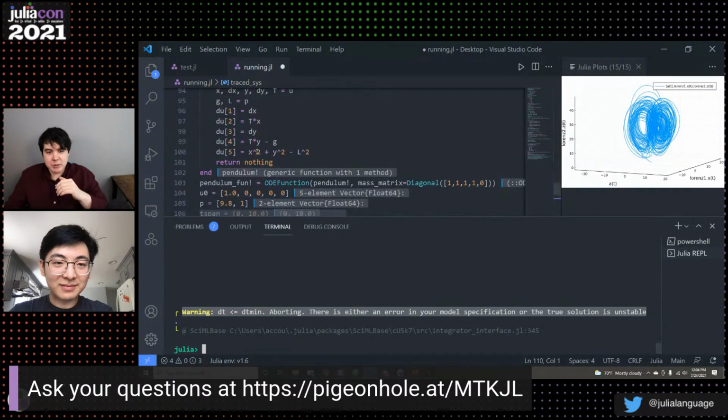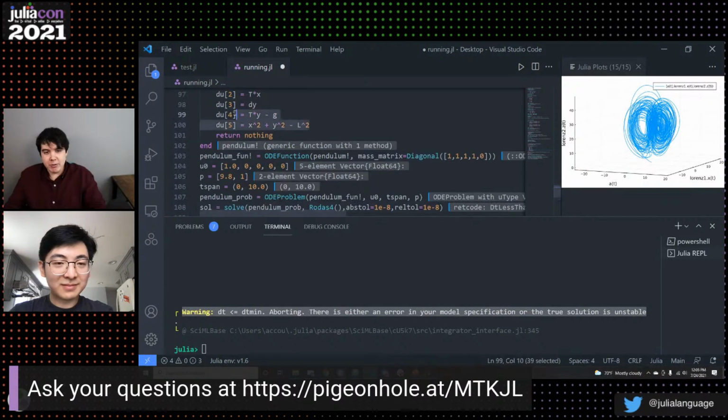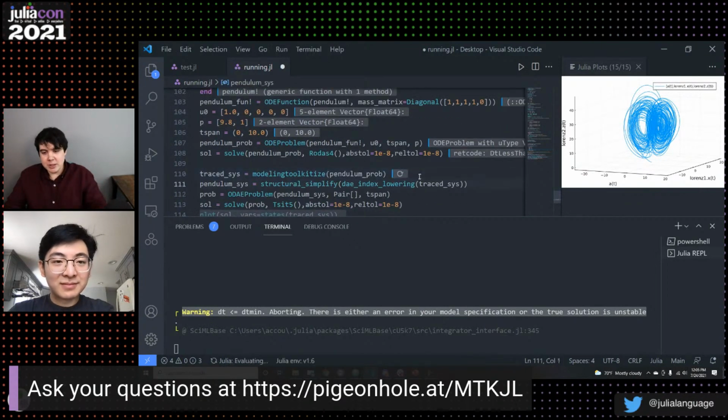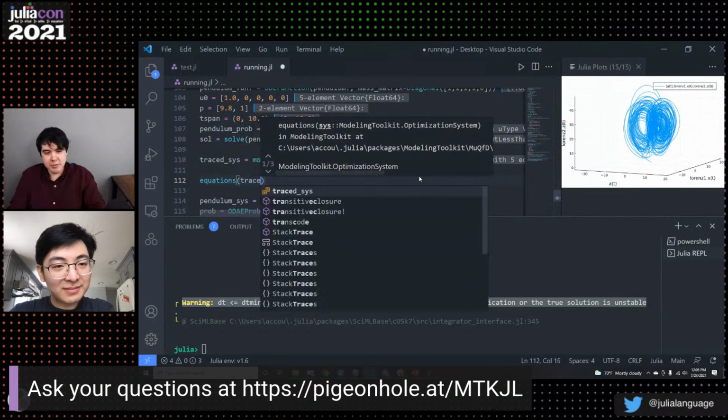But what actually happens on a higher index DAE is that it doesn't converge. So as dt gets smaller and smaller, the error of the calculation isn't shrinking, and so it just gives up, saying, I don't know how to deal with this. So don't write your equation like this, or if you do write your equation like this, we can translate it to ModelingToolkit. We get this equations of the trace system.